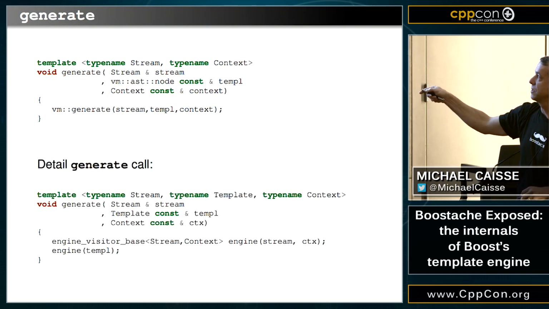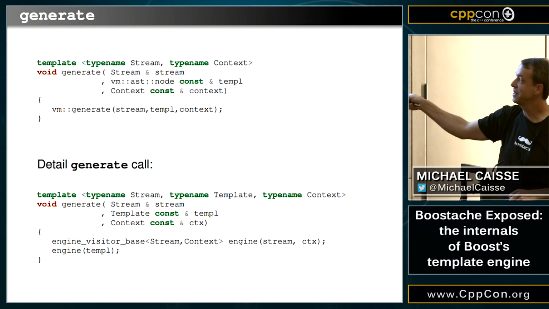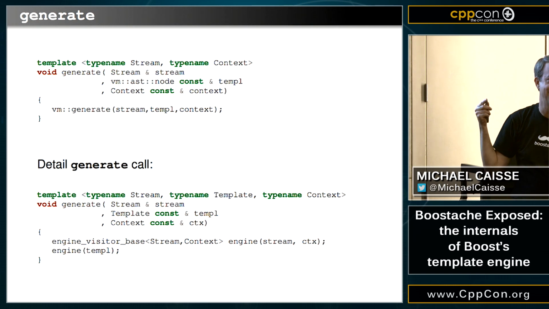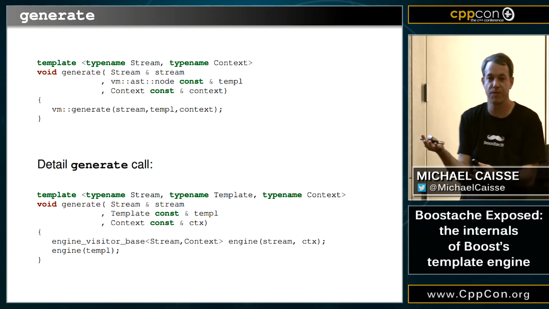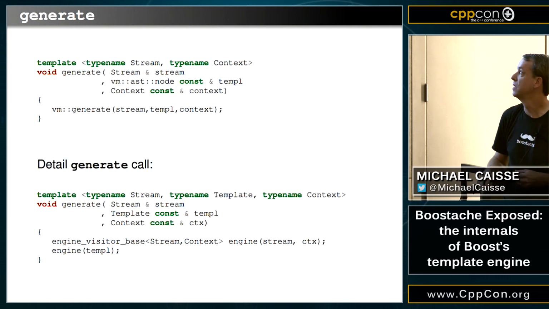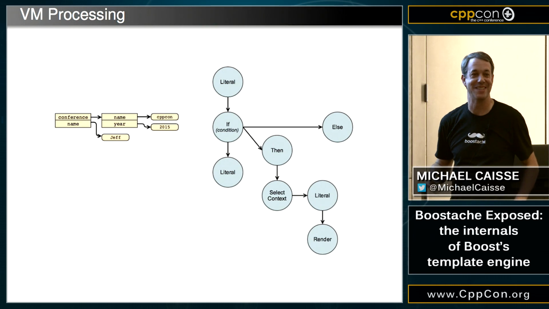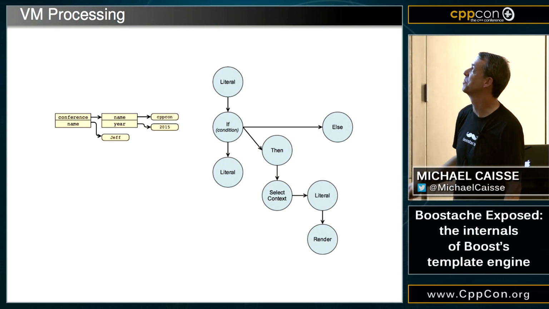The detailed generate call looks like this. It is going to get an engine. So it's going to construct an engine based upon the stream and the context. It's passing those in. And then it's going to call the engine, passing it the template. Notice, what is the engine? A visitor. I have an AST that perfectly describes exactly what I want to walk. How do I walk that? Just with a visitor, right? There's nothing complicated about this. Well, almost. The walking part's the easy part. The data side is going to cause us some problems.